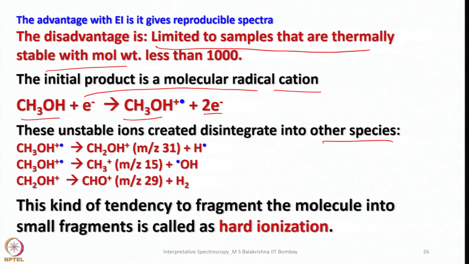What are the other species? For example, this generated positive radical will disintegrate into CH2OH plus, with a mass to charge ratio of 31, plus H radical. It can also disintegrate into CH3 plus, here 15, and then OH radical. And it can also disintegrate into CHO plus, where the m/z value is 29, plus H2 comes out. So this tendency to fragment the whole molecule into small fragments is called hard ionization. This hard ionization happens invariably in the electron impact ionization method.